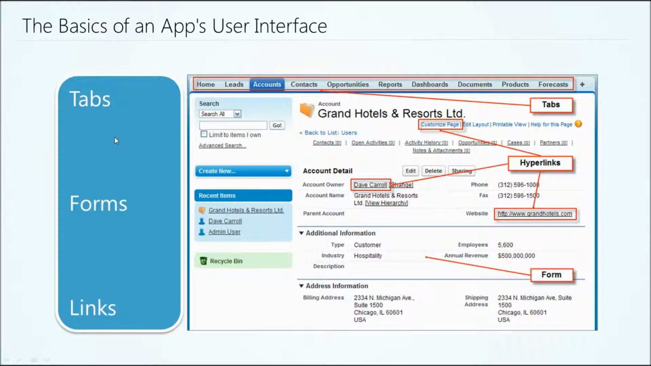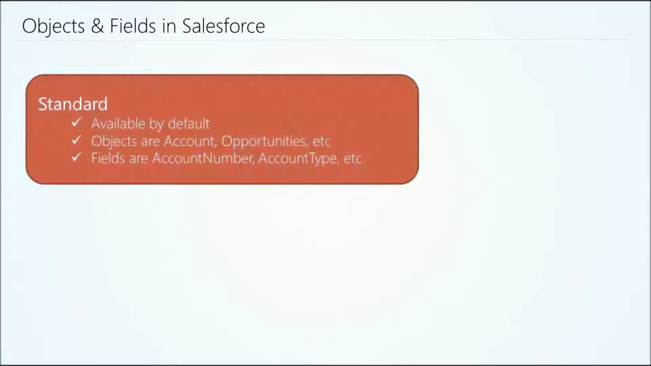Now, what is an object or what is a field in Salesforce? As you know, objects are similar to tables in SQL, and fields are columns in SQL. That is, in Salesforce, objects are the same as tables in SQL and fields are the same as columns in SQL. There are two different types of objects and fields. One is standard, which is available by default. Standard objects are account and opportunities, as we saw earlier, and the fields on those standard objects are standard fields.